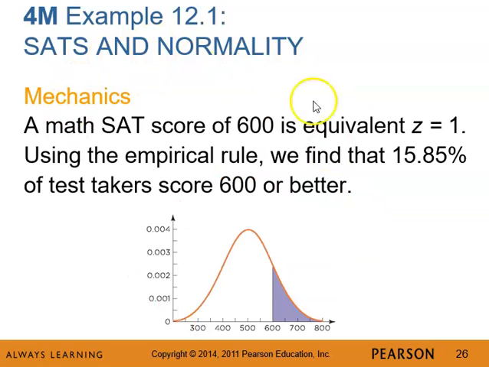Alright, so this is another example. A math SAT score of 600 is equivalent to z equal to 1. Using the empirical rule, we can find that 15.85% of test takers score 600 or better. And later I will teach you how to use Microsoft Excel to calculate the normal distribution values.